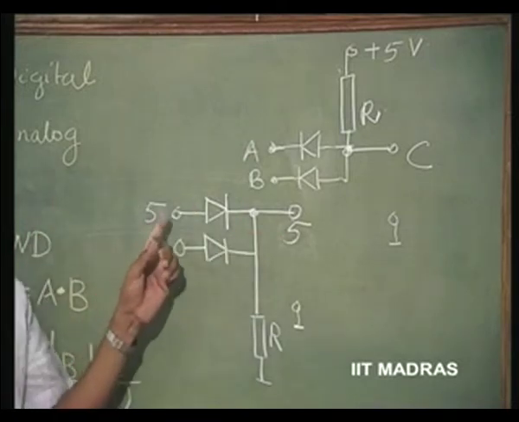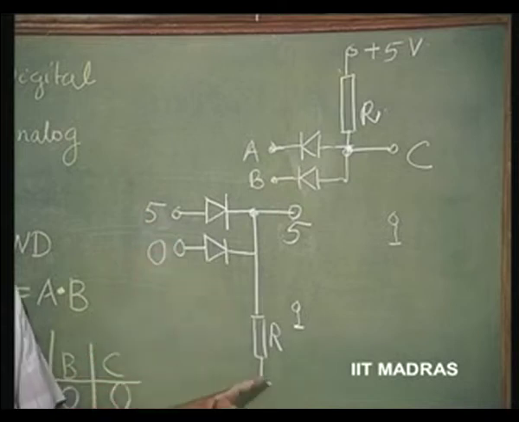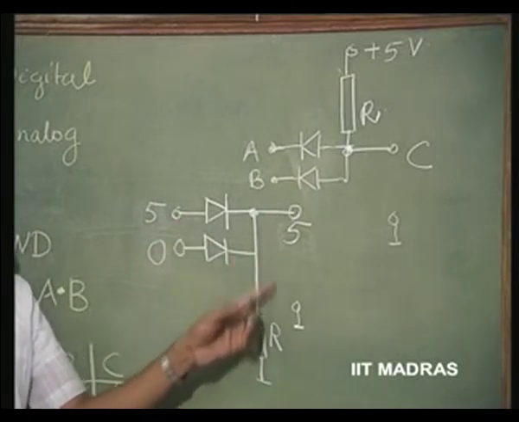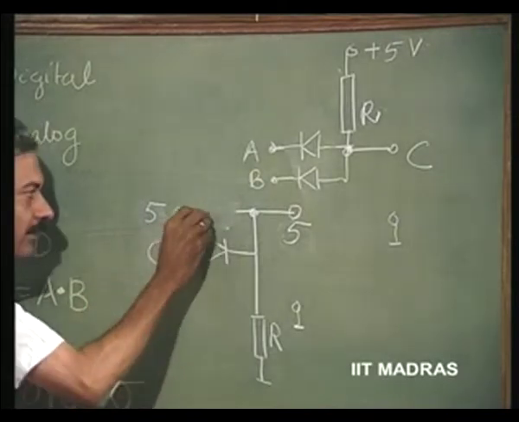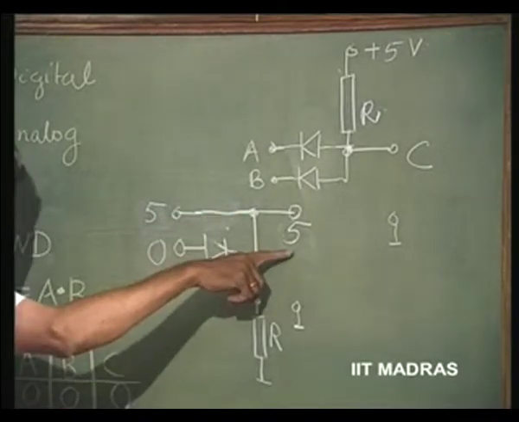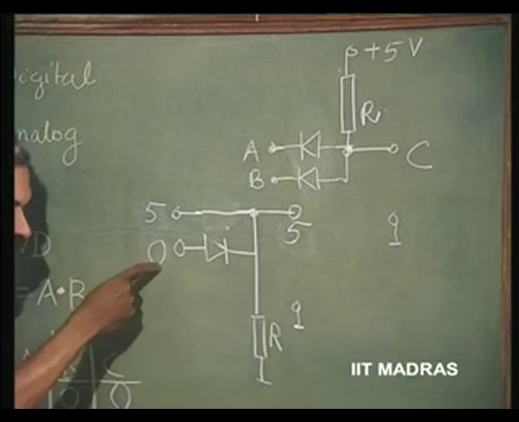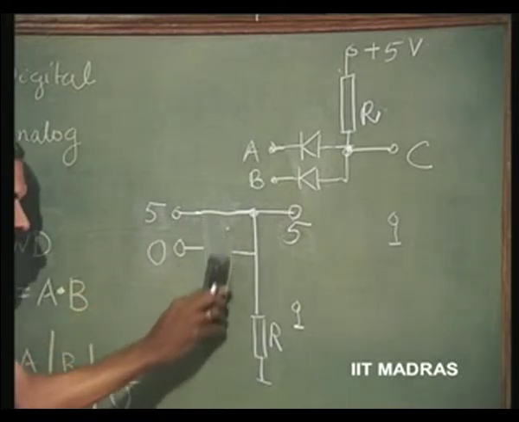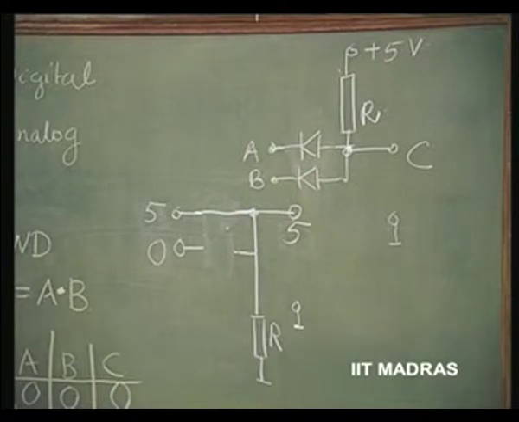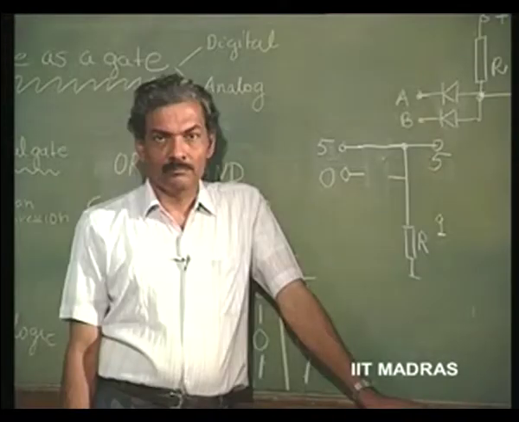Let us consider this 5 volts is applied, and this is at ground potential. So, this diode conducts and therefore, this is a short. So, it is correct that this is 5 volts. If this is at 5 volts and this is at 0 volts, this diode is reverse biased. So, this is off. So, this is what is going to happen.